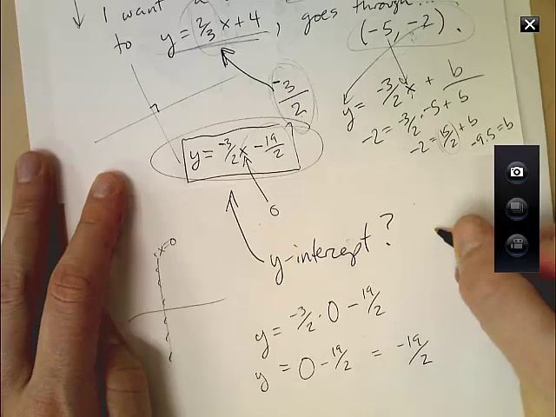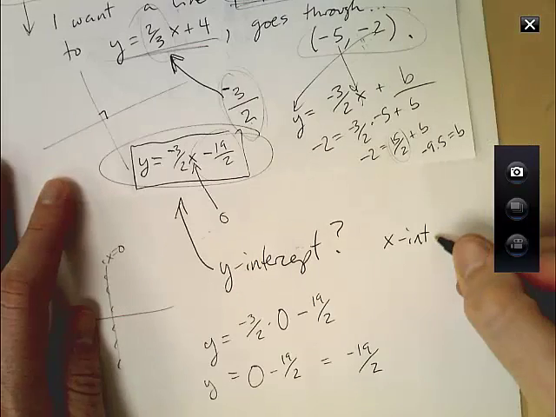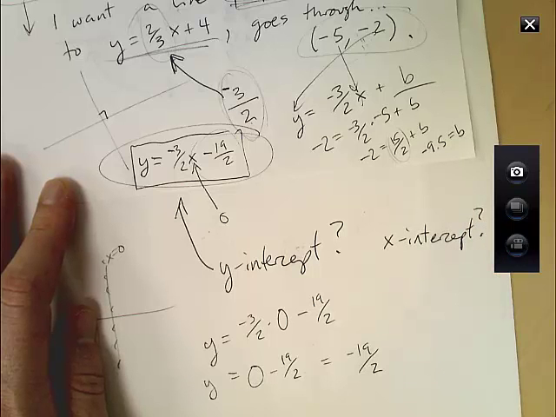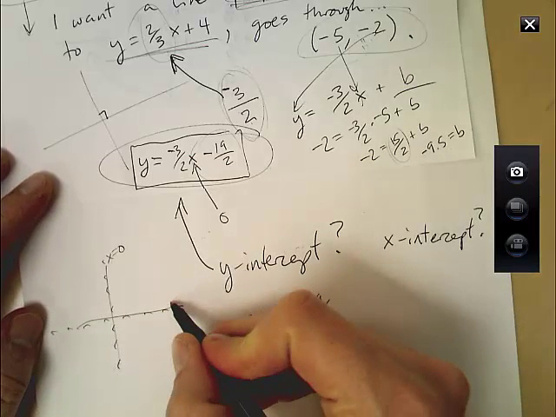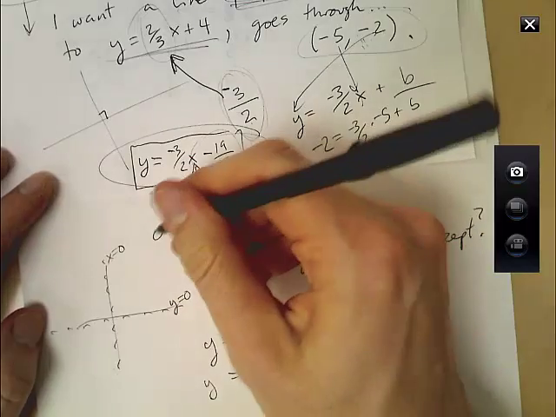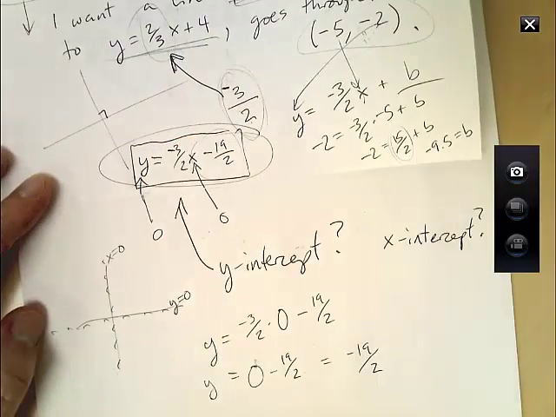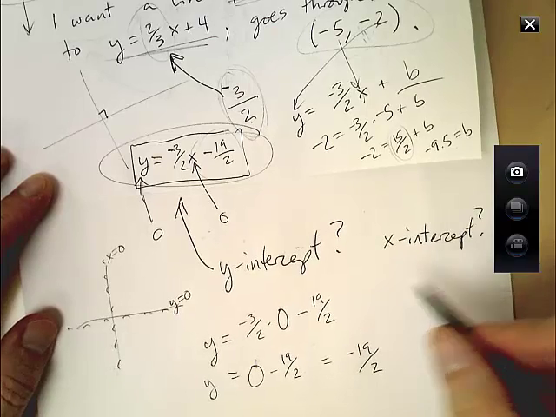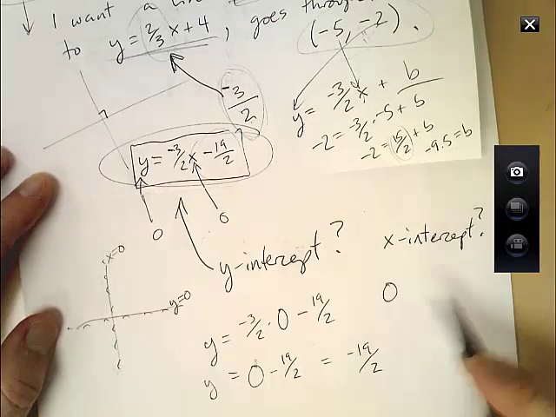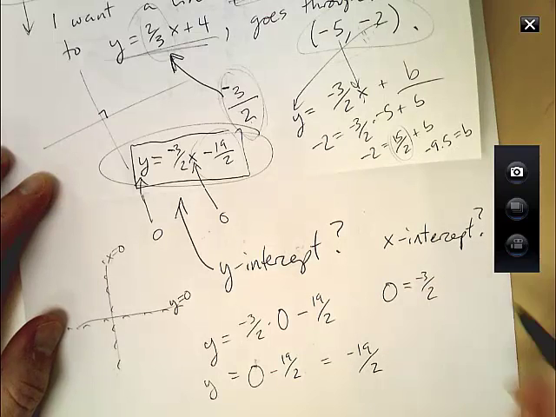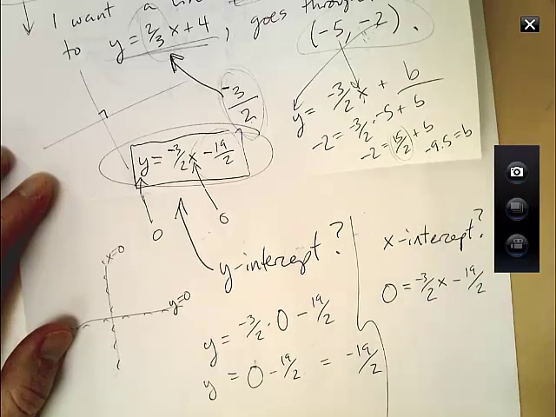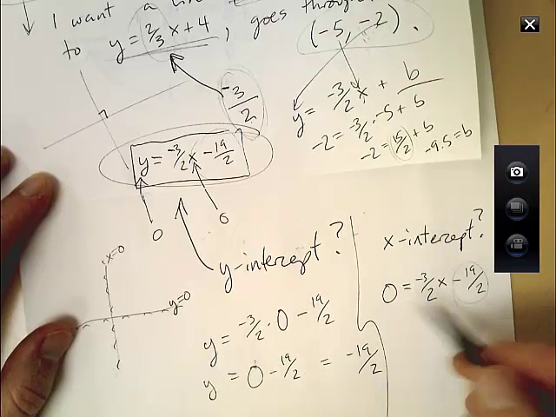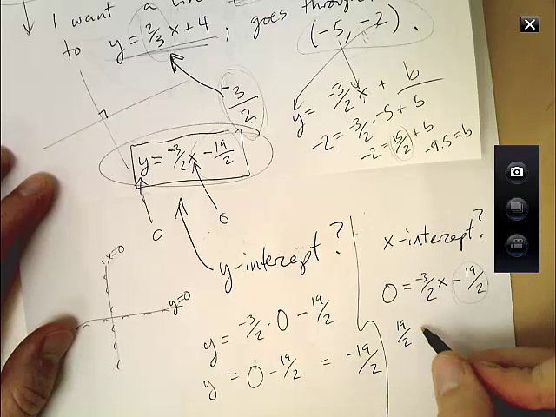So, question then, how would I get the x-intercept? Well, if I want the x-intercept, that means I want to be on the x-axis, and if I want to be on the x-axis, that means I want y to equal 0. So 0 is going in here for y. It's the same idea, but turned around so that the 0 is here. I've got 0 equals negative 3 over 2 times x minus 19 over 2. I'm solving this equation now. So add 19 over 2 to both sides.